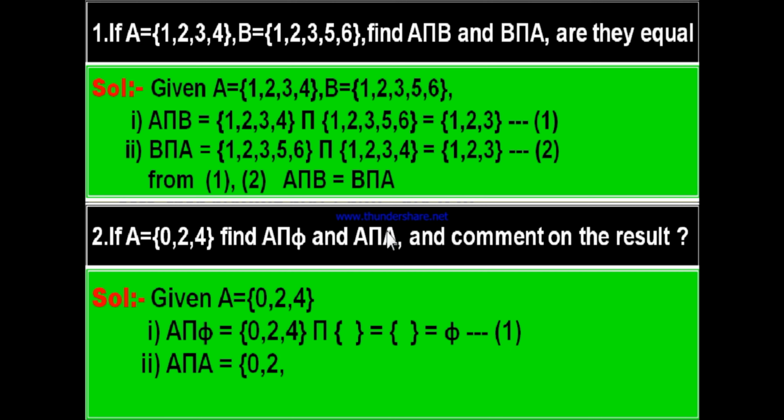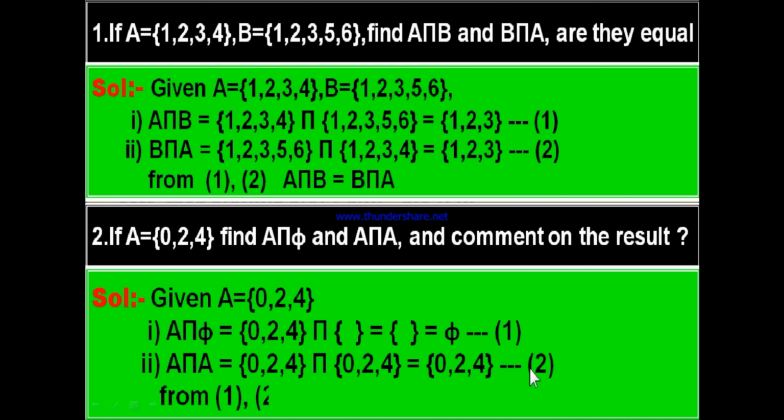And the second bit is A intersection A. A means set 0, 2, 4. Intersection again the same set A means 0, 2, 4. Then what are common elements? The same set 0, 2, 4 is the common set. Therefore A intersection A is equal to 0, 2 and 4. From 1 and 2 you can understand that A intersection phi is equal to phi and A intersection A is equal to, you got the same set again. A intersection A is equal to A.